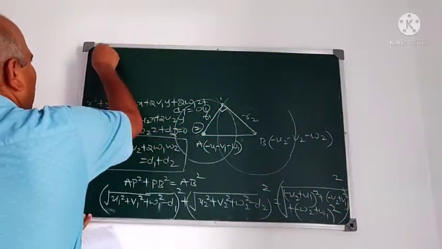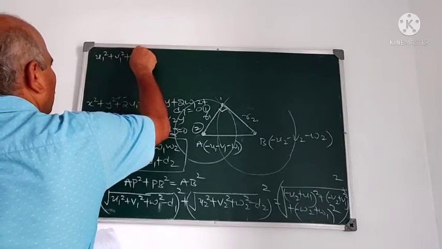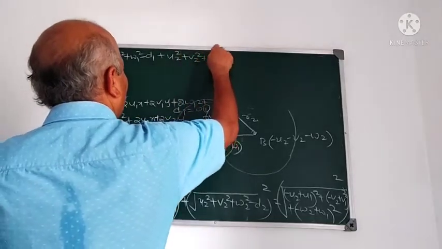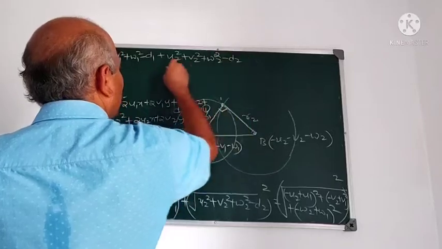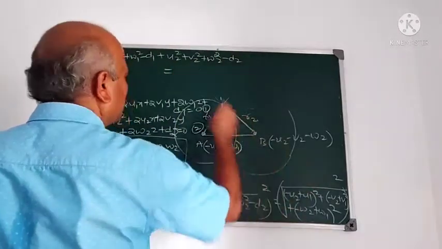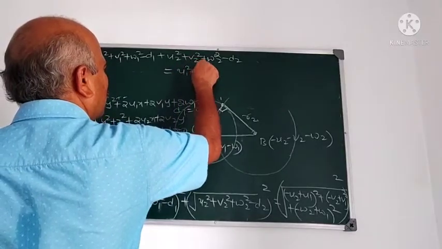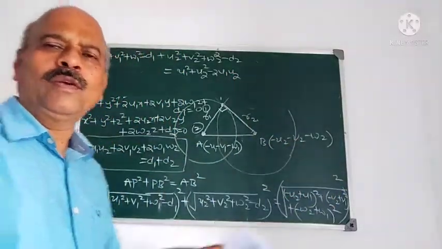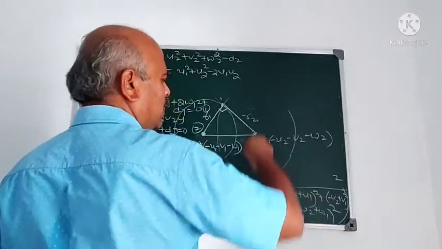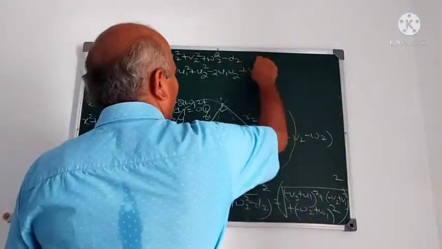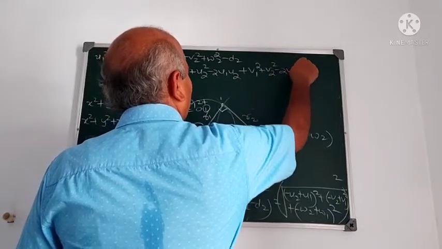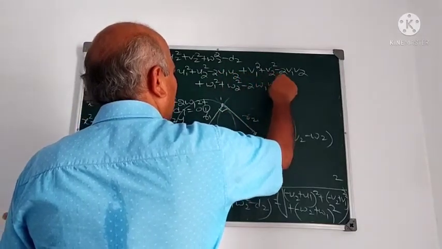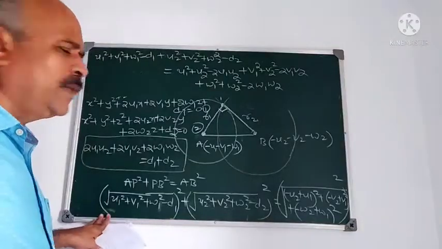Now simplify this. What do you get? u1² + v1² + w1² - d1 + u2² + v2² + w2² - d2 is the square of this, meaning (u1 - u2)², which is u1² + u2² - 2u1u2, because the square root cancels. Plus (v1 - v2)², which is v1² + v2² - 2v1v2, plus w1² + w2² - 2w1w2. Now simplify this.